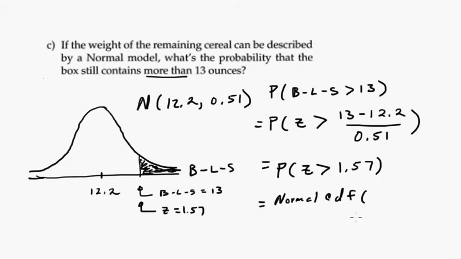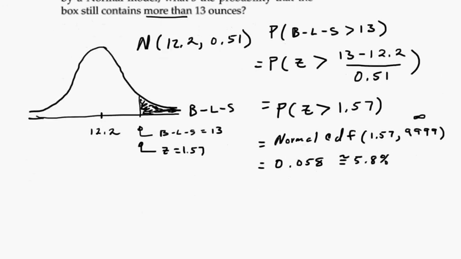Then we can use the calculator, normal CDF. We want to find this area, so we're going to go from 1.57 out to infinity, which we're going to approximate with a positive 999. So we're approximating infinity. And that gives us 0.058, or if you want to use percent, that would be 5.8% of the area under the curve.